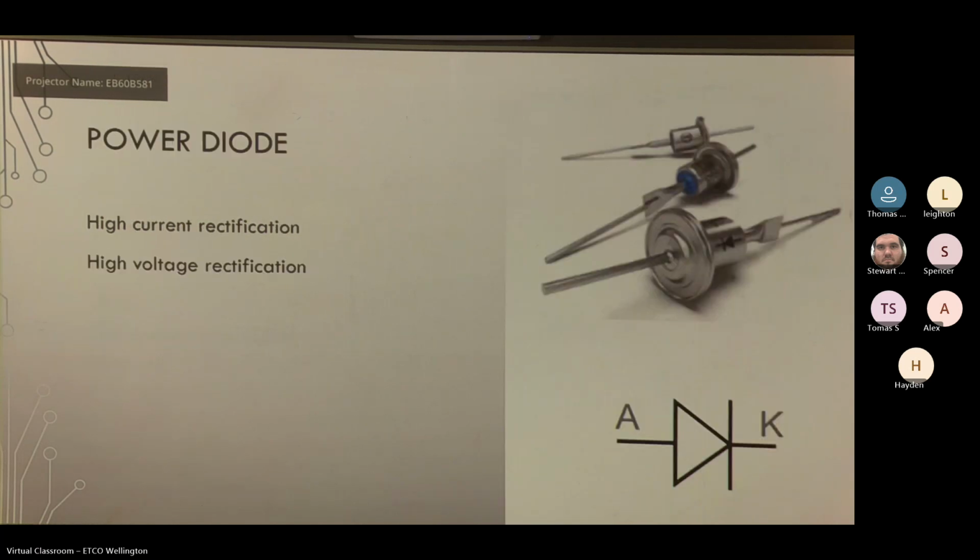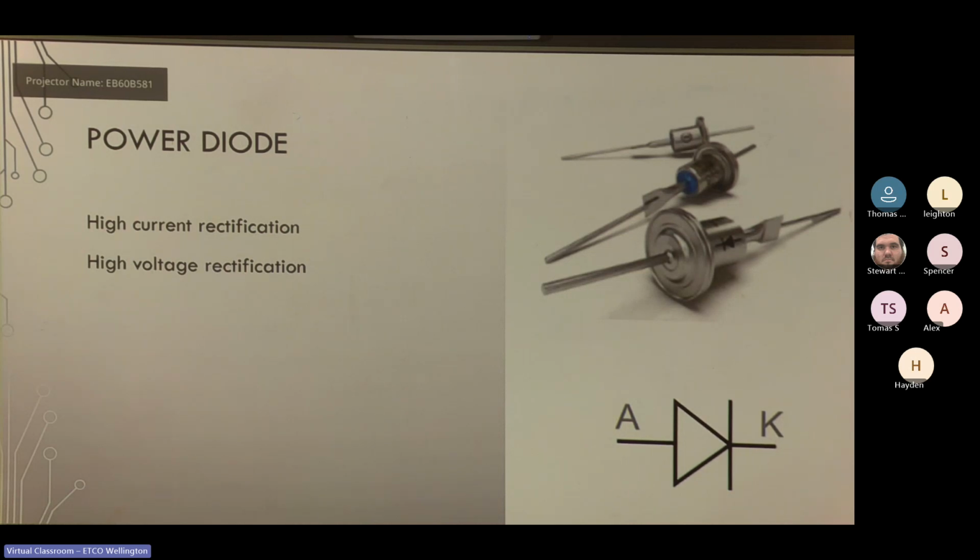Cool. And then power diodes. Power diodes are quite easy to explain. They're similar to small signal diodes, but designed to handle much higher currents and voltages. Current ratings from a few amps to several thousand amps are common, as are voltage ratings from 100 volts to several kV. It's used for rectification, AC to DC conversion, and the volt drop is similar to a signal diode, around 0.7 volts.